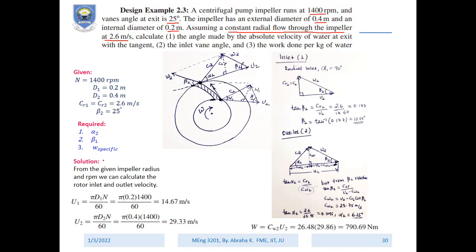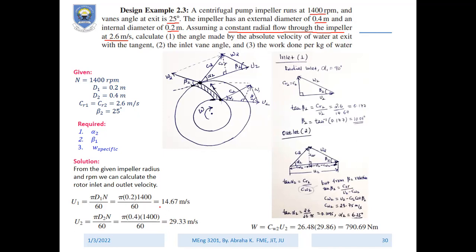When we come to the solution, the first thing that we do, if the dimensions and the RPM are given, is calculate the rotor velocity at inlet and outlet. In this case, U1 is the inlet rotor velocity, which is tangential to the inner circle at point 1. Pi d1 n over 60 is U1.